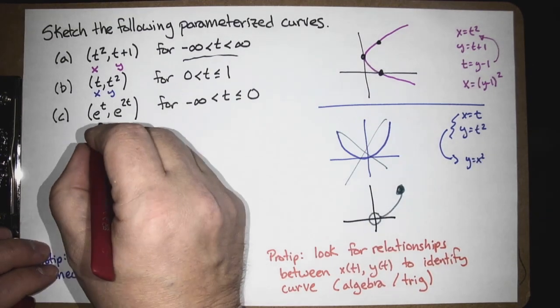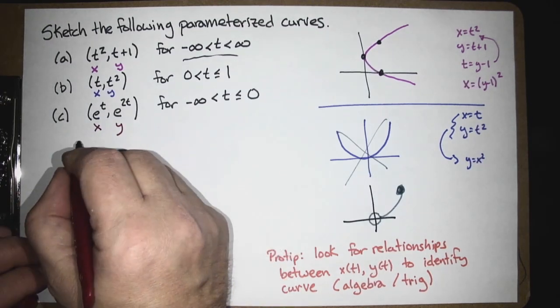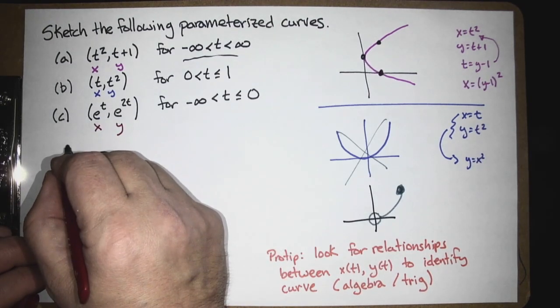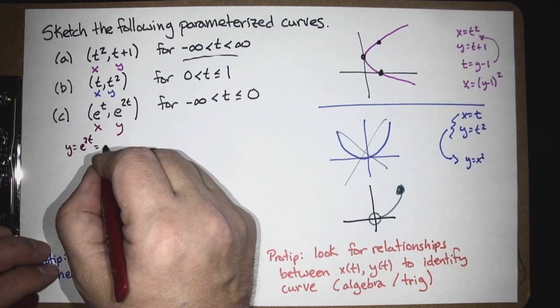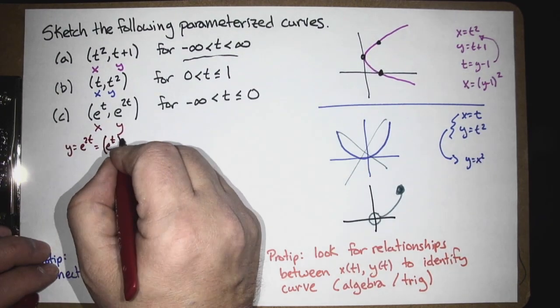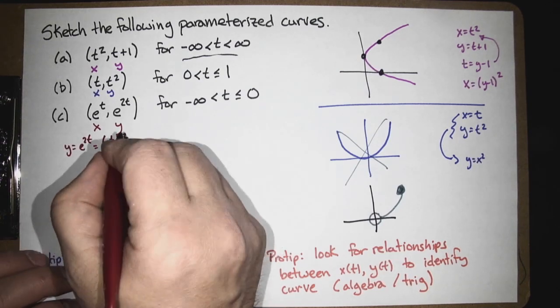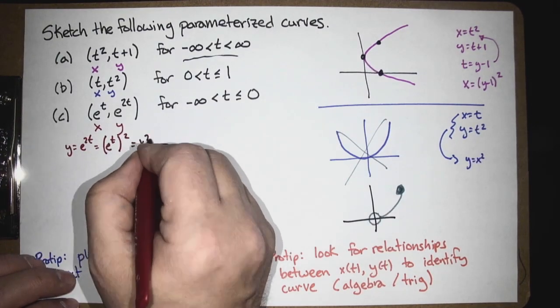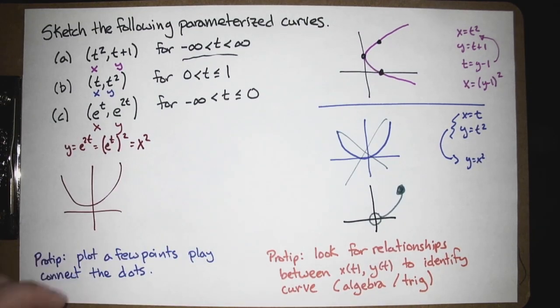Now, for the last part, x, y: e to the t, e to the 2t. Now, if you look at e to the 2t, so we have y is e to the 2t, and I'll go ahead and just do a little bit of fun algebra. E to the 2t is the same as e to the t squared. True story. But what else is e to the t? X. So this is x squared. So we say, aha, y equals x squared.